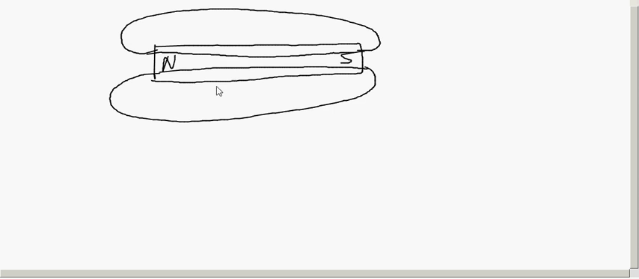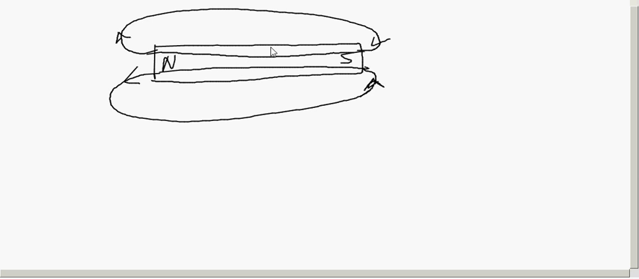Outside the magnet, the field lines emerge from north pole and enter the south pole. Inside the magnet, it will go from south to north pole. The direction of magnetic field lines is as shown in this figure. It starts from north pole and ends at south pole outside the magnet.